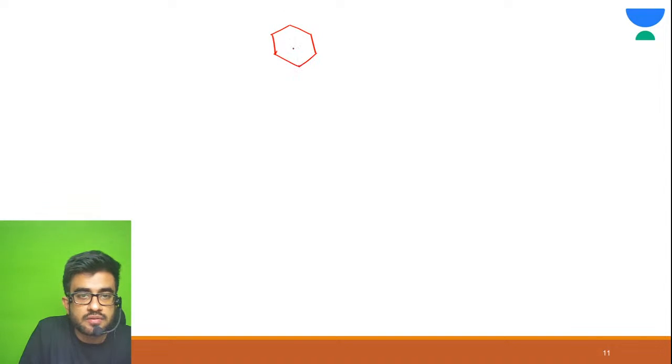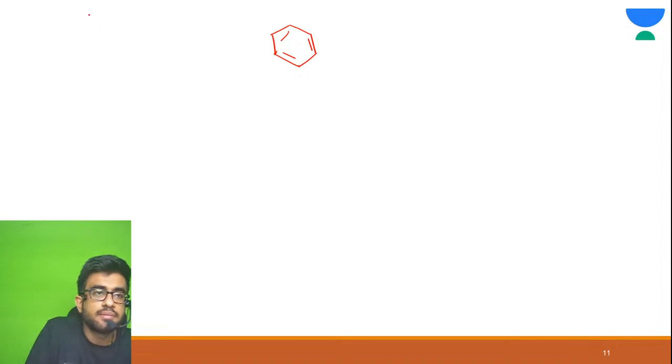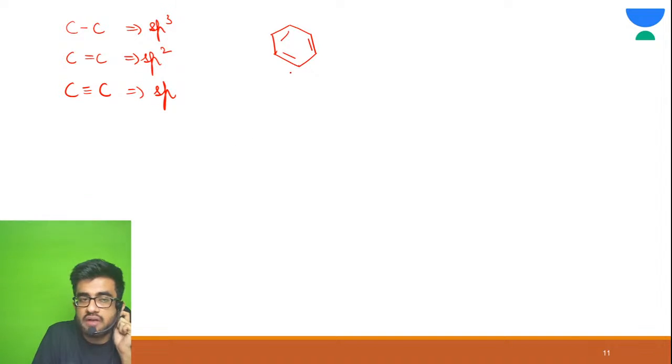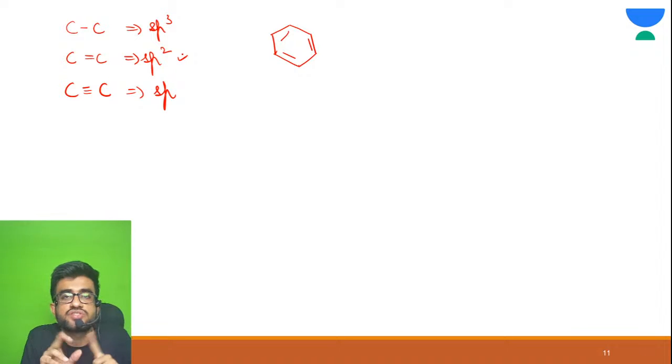This is your benzene. The structure is cyclic. Is it planar? Yes. Let me give you a trick. If all the bonds are single, carbon single bond carbon, the hybridization is sp3. Carbon double bond carbon means the hybridization is sp2. Carbon triple bond carbon means the hybridization is sp. Here you have double bonds, so it has sp2 hybridization. So the structure is planar.